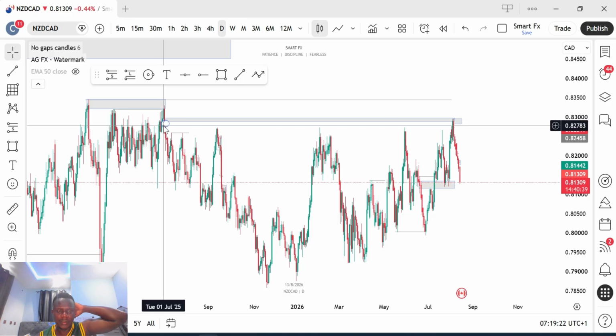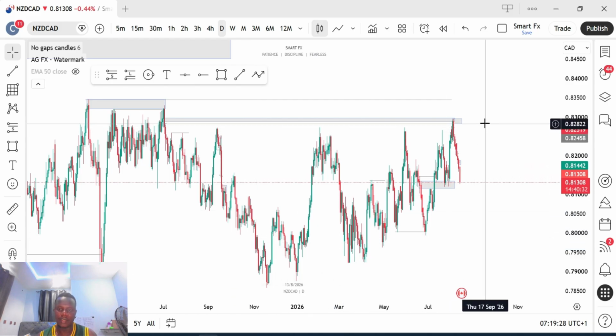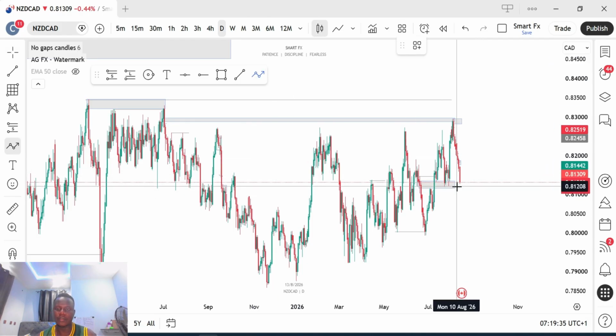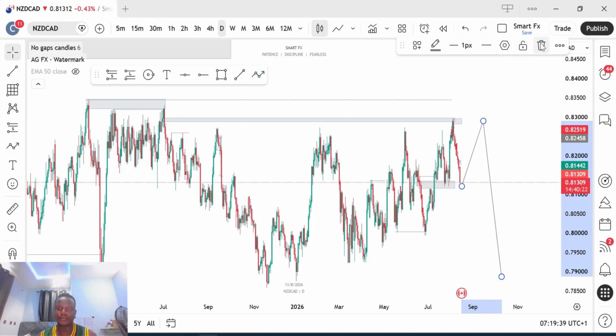This thing happened around July 2025, which is over a year. So after like 1 year later, market still came back and tapped into that breaker block it created a year ago. So definitely in the future, market will still come back to tap the breaker block and drop.